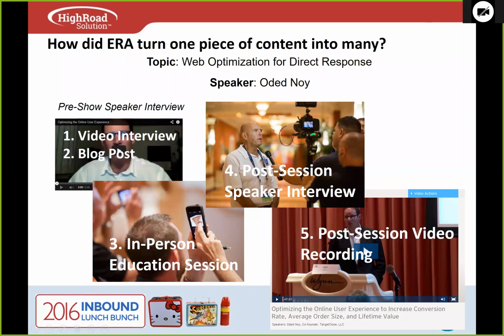So essentially, for their ebook production, ERA did another one, and they worked it in. This is what we mean when we talk about content repurposing. It's not like they had to do a lot of preparation ahead of time. They had their event coming up. One of the topics was web optimization for direct response. They had a very well-known speaker at the session. So they did a pre-show interview. The first piece of content was a video interview. The second piece of content was a blog post about it.